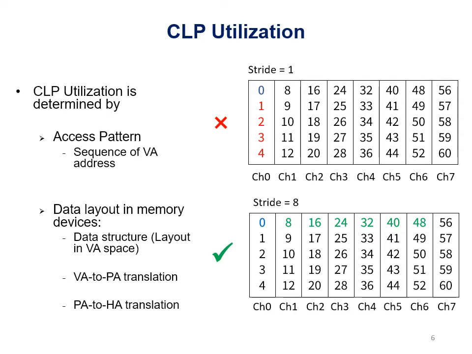channel-level parallelism utilization. From this example, we know that to improve the memory bandwidth utilization, we need to control the data layout in the memory device via 2 levels of address translation according to the access pattern in the data structure.